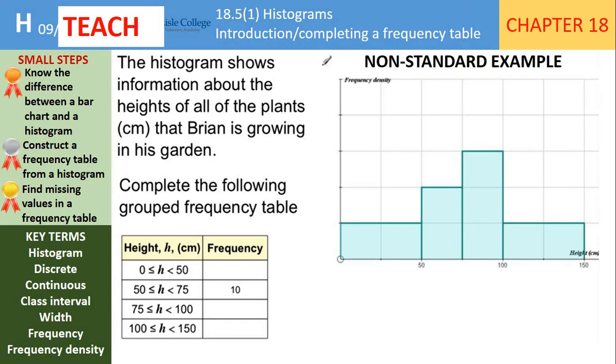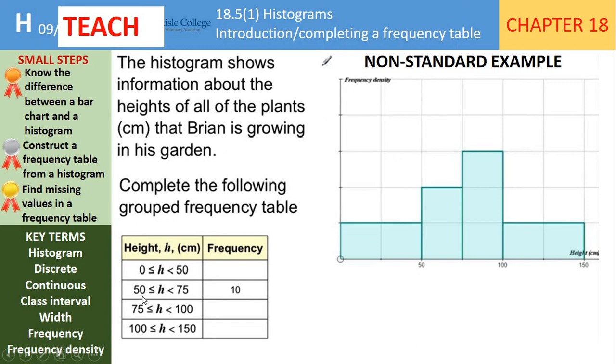The histogram shows information about the heights of all the plants that Brian is growing in his garden. Complete the following grouped frequency table. So this time what you'll notice is we have one of the frequencies, but also we have no scale on the frequency density axis. So how on earth are we going to work these out? Well, we need to use this information here.